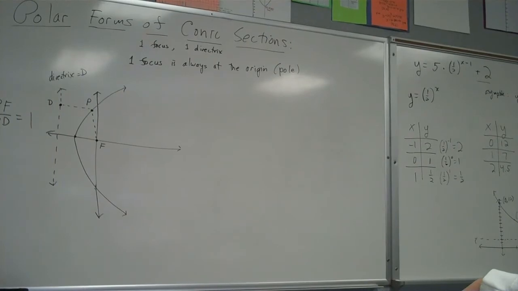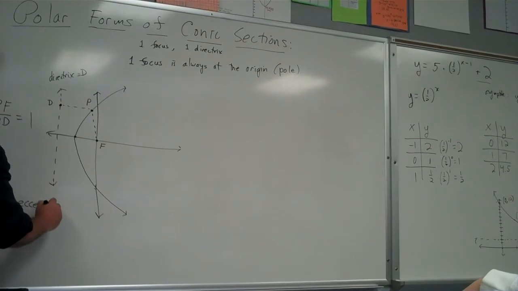So, this quality now, I'm going to give you a new word. This ratio of the distance from a point to the focus and a point to the directrix is called the eccentricity.